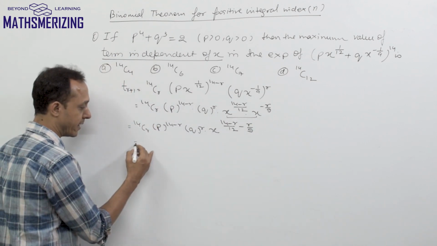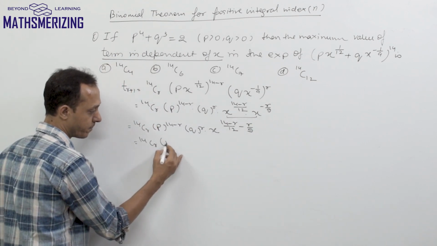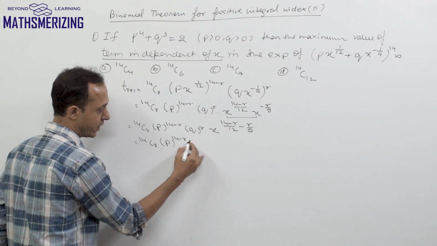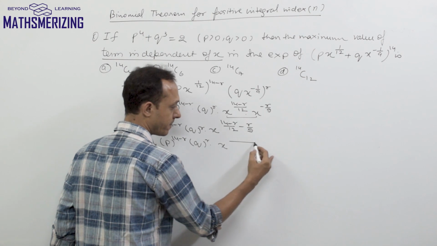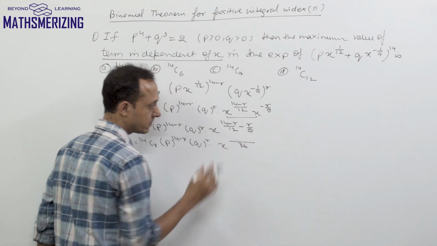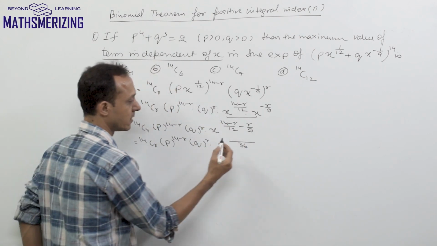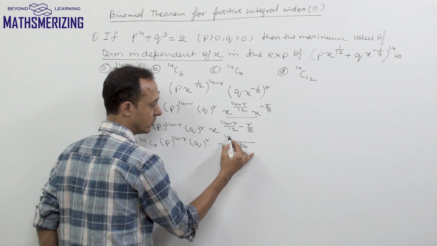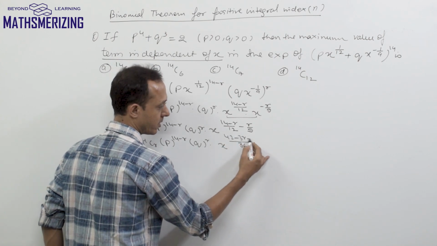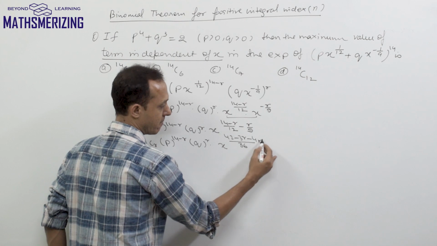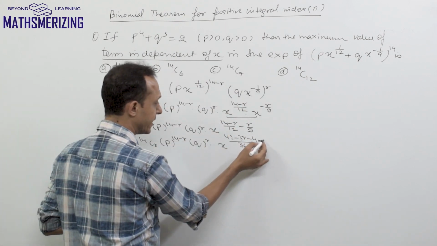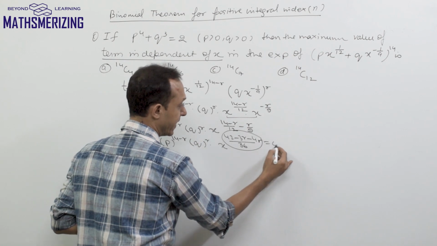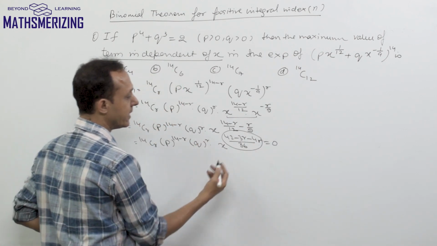So if I take the LCM, I can write it as 14cr p to the power 14 minus r, q to the power r, and this is x to the power 42 minus 3r minus 4r. Now I need the coefficient of the term independent of x. So if it is independent of x, this index should be 0.